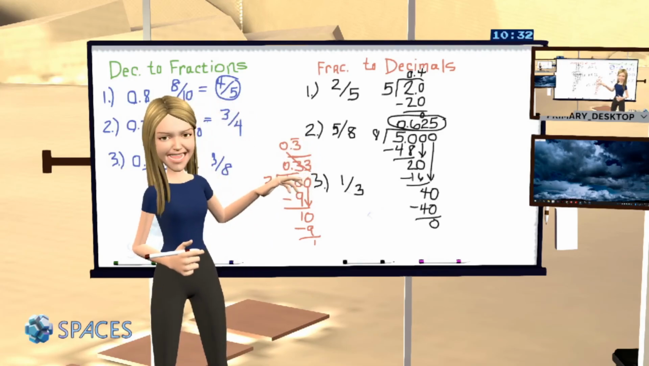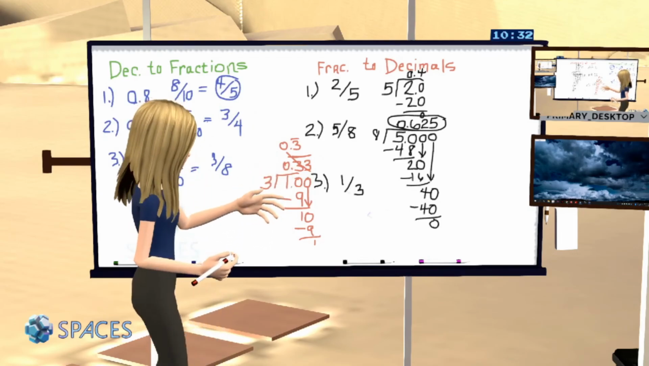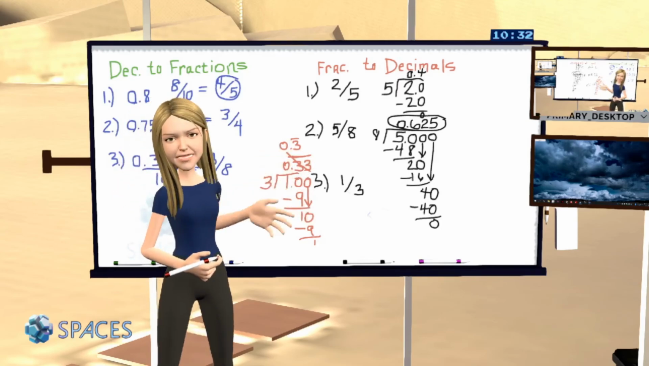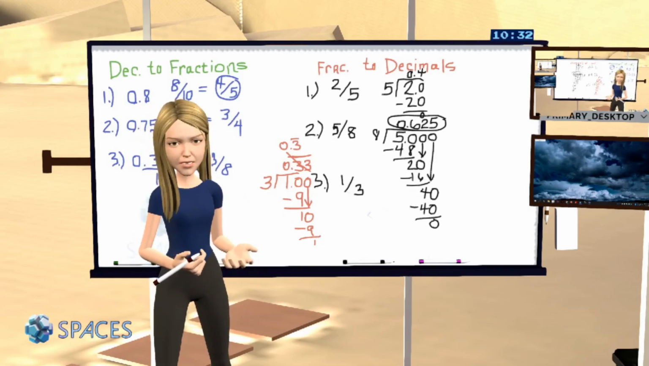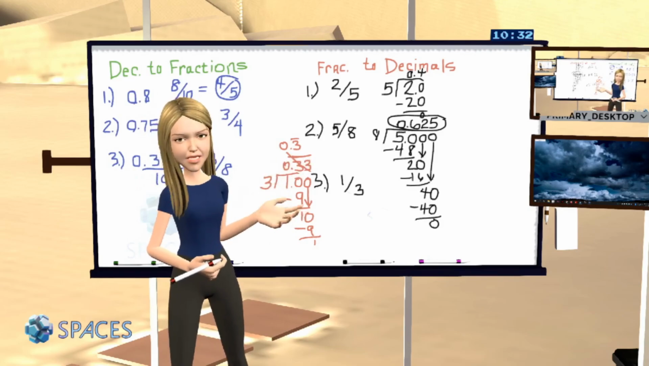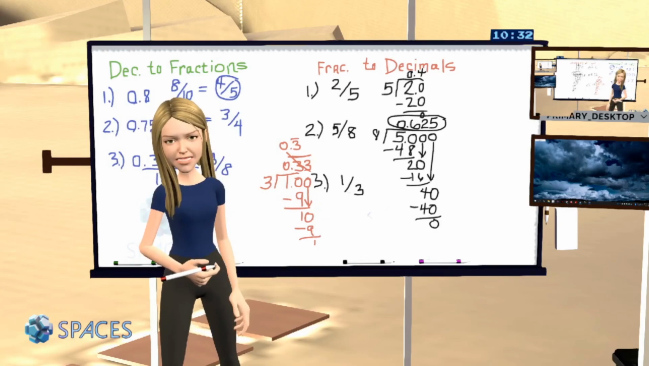And that is how we turn a fraction into a decimal, and in this case it's a repeating decimal. And that's what we're going to talk about this week, is what happens when you have a repeating decimal, turning it into a fraction, but also turning a fraction into a repeating decimal.